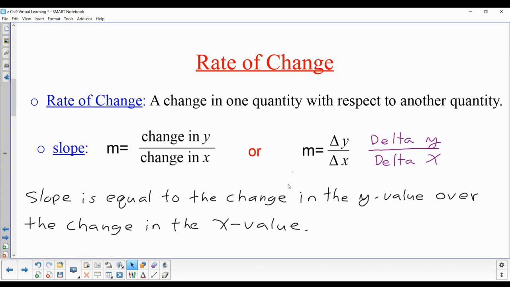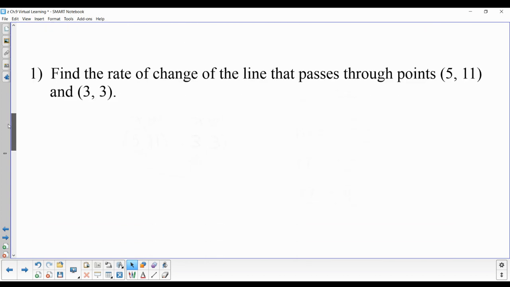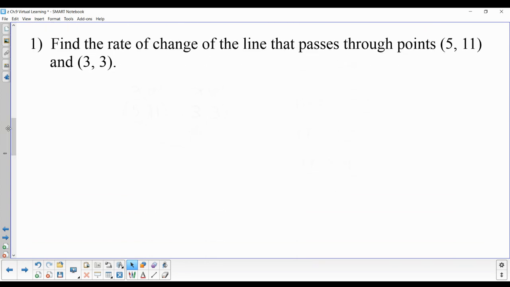Rate of change is pretty much the same thing, except it is a change in one quantity with respect to another quantity. The word quantity for us really just means that there will be labels on the numbers. So let's do our first example. How you find your slope really will depend on the information you're given. And for these lessons, we are going to be given two ordered pairs.